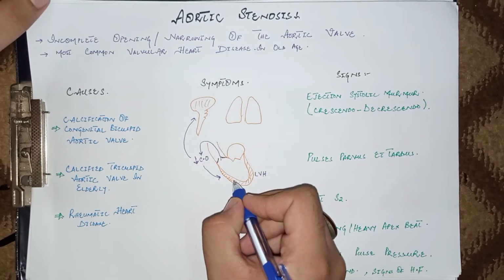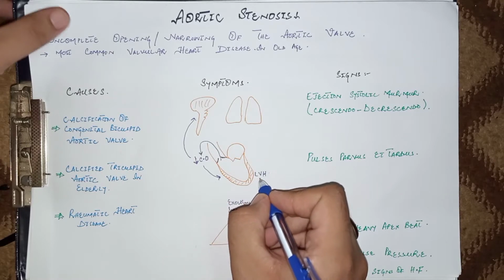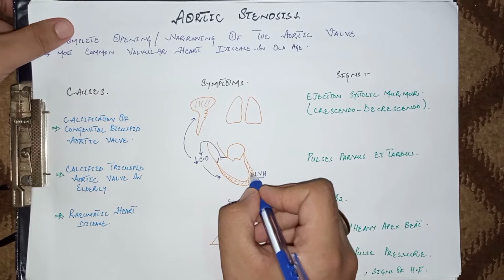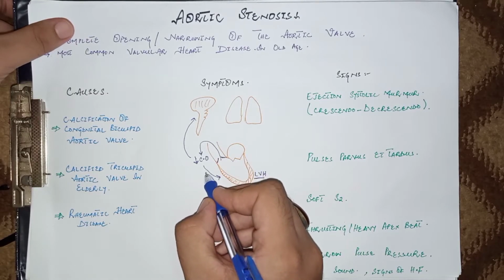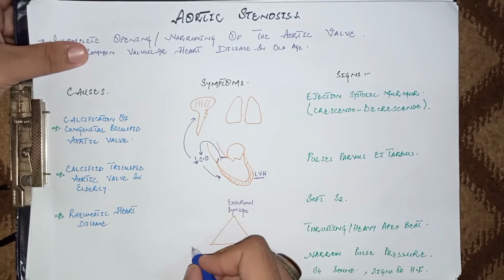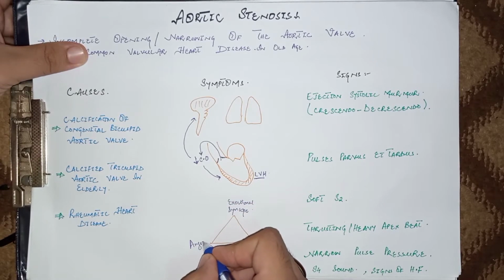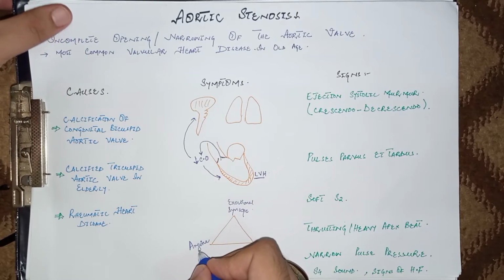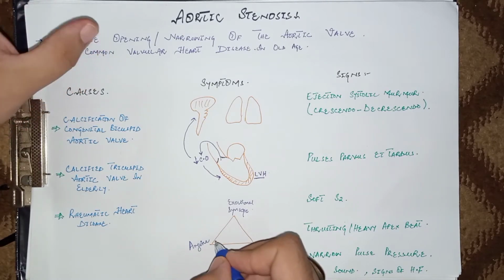So there are two reasons for developing ischemia in these patients. One is left ventricular hypertrophy with increased oxygen demand, and the second is decreased cardiac output, which reduces the perfusion of the coronary arteries as well. So these patients may face angina or ischemia during exertion. This is the second classical feature or symptom of aortic stenosis.